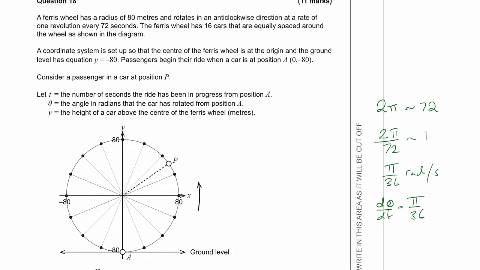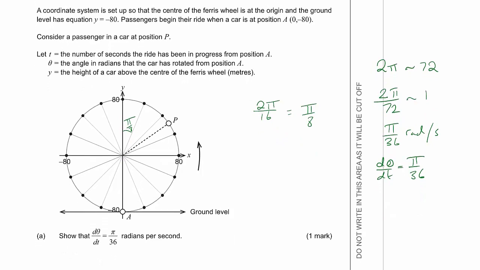Now, what else did it say? There were 16 cars equally spaced around the wheel as shown in the diagram. So 2 pi radians is all the way around. Divide by 16 is pi by 8. So that's telling us that these cars are pi by 8 radians apart.